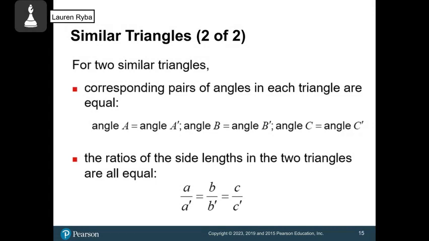This slide puts in words exactly what I drew on the previous slide. Corresponding pairs of angles are equal. So angle A and angle A prime are congruent, B and B prime, C and C prime. And then if I make ratios between the matching pairs, A with A prime, B with B prime, C with C prime, all of those ratios are going to have to be equal.